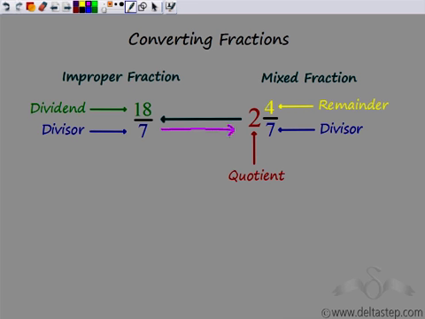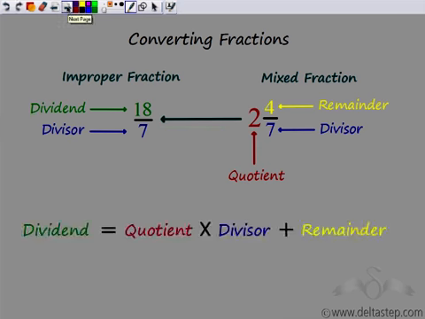Now what I want to see is, how do I get back from mixed to improper? So I know the quotient, I know the remainder, I know the divisor. What do I need to know? The dividend and the divisor. I know the divisor because here the divisor is the same. What I need to find is the dividend. So from quotient, remainder, divisor, how do I get back to the dividend? Remember that dividend is nothing but quotient into divisor plus remainder.